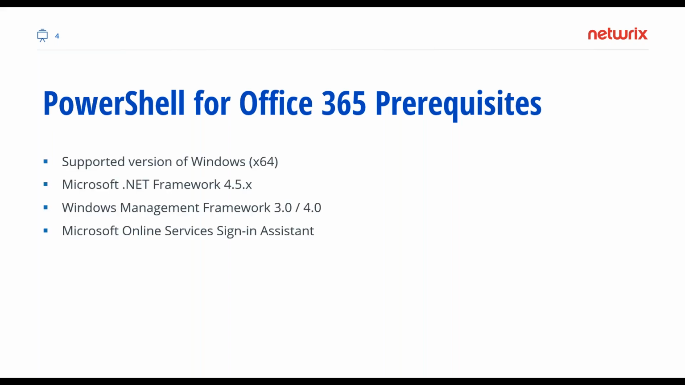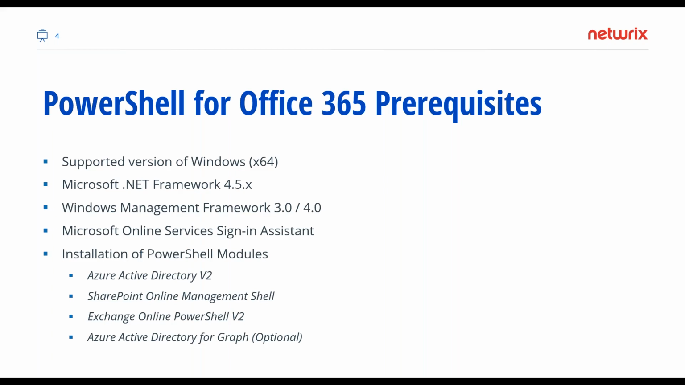First off, for PowerShell, we need a supported version of Windows, an x64 version. You'll need the Microsoft .NET Framework 4.5 and higher, and the Windows Management Framework. The good news is that if you're using Windows 10, for example, all of that comes with it. If you're using a previous version of Windows, by now you probably have updated to at least these versions. You'll also need to download what's called the Microsoft Online Services Sign-In Assistant. That's always a long name to read off, but it's the under-the-covers component that allows you to sign in from a Windows machine or some other machine to the cloud itself.